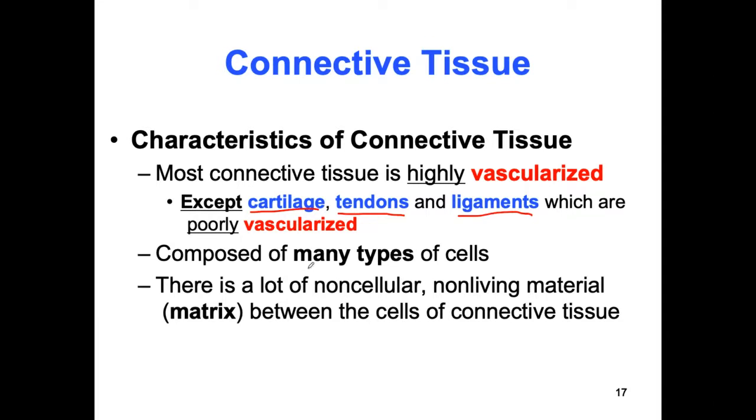Connective tissue is composed of many types of cells, and there is a lot of non-cellular, non-living material between the cells. That's what's called matrix, or extracellular matrix, ECM.